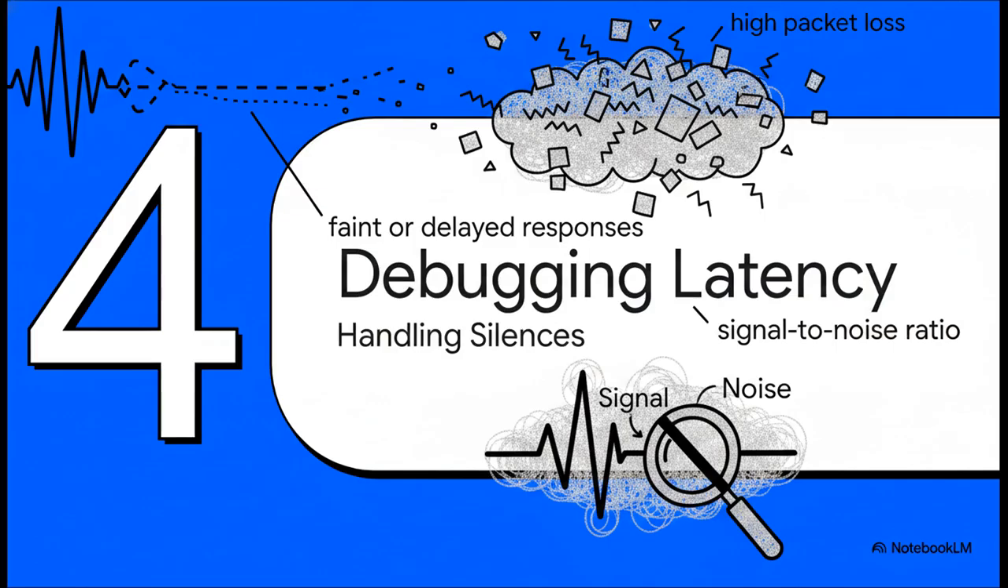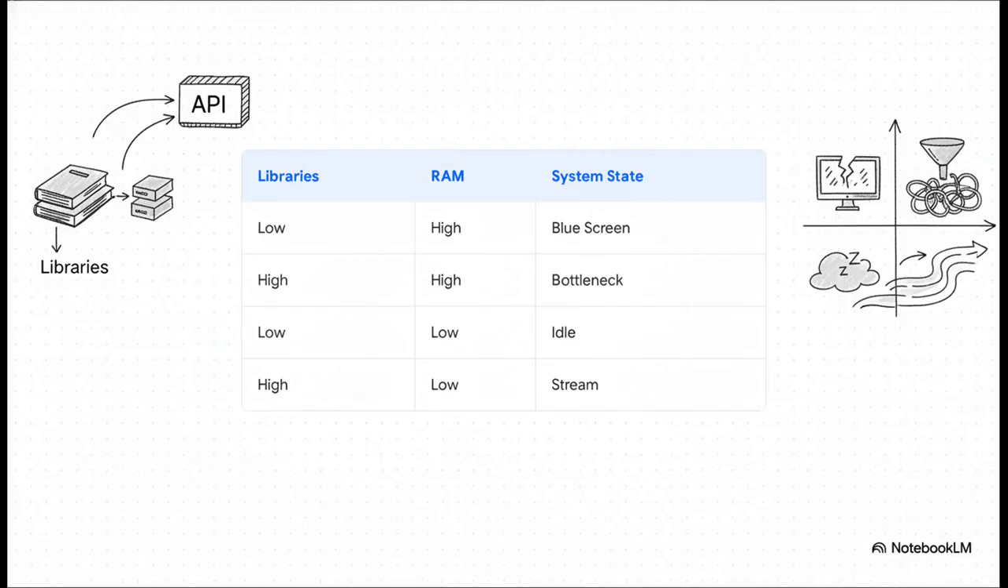Debugging latency and silences. Let's move to and see how this builds our understanding of latency. We use this really cool dual-axis latency model. It's a high-resolution performance map that plots vocabulary, so our libraries, against energy cost, which is our RAM. If they have low libraries and it requires high RAM to process, boom, they hit a blue screen. High libraries but the RAM cost is too high, that's a bottleneck. Low and low gets you idle.